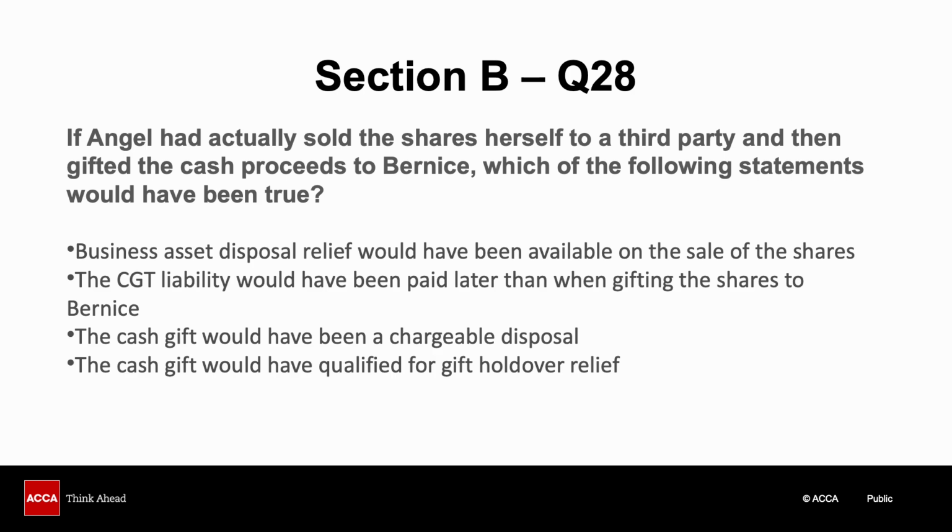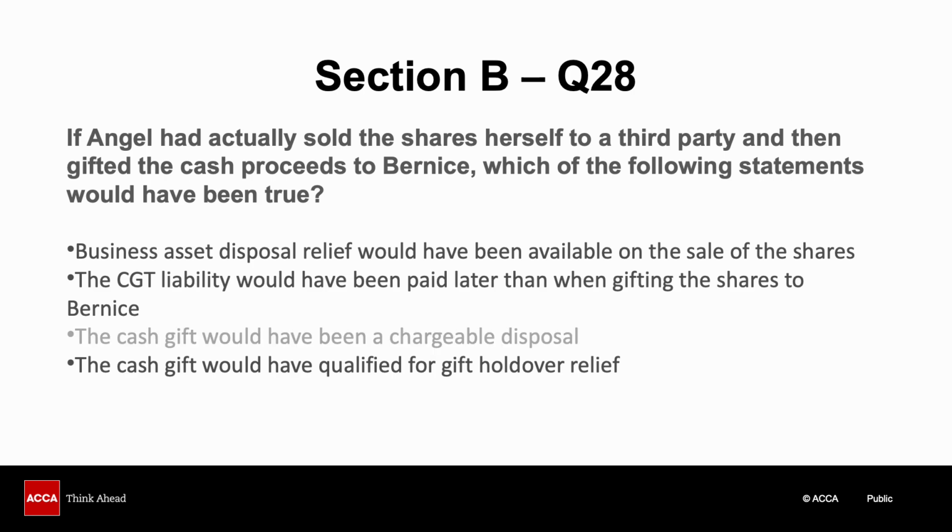So question 28 is testing some fundamental understanding of chargeable gains, but also some understanding of chargeable gains reliefs as well. We're being asked to consider the situation where instead of gifting the shares to Bernice, if Angel had sold the shares and then just given the cash to Bernice, which of the following statements would have been true? Now, lots of information there. Might be quicker just to dive into the shorter statements and see if there's any there that you can rule out. Certainly the first one that jumps out to me is the third one there: the cash gift would have been a chargeable disposal.